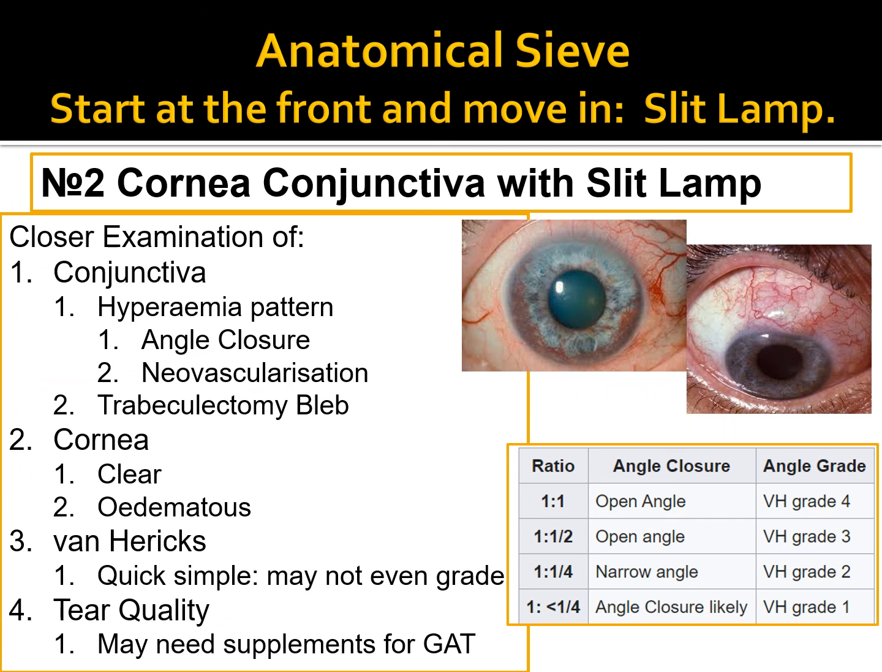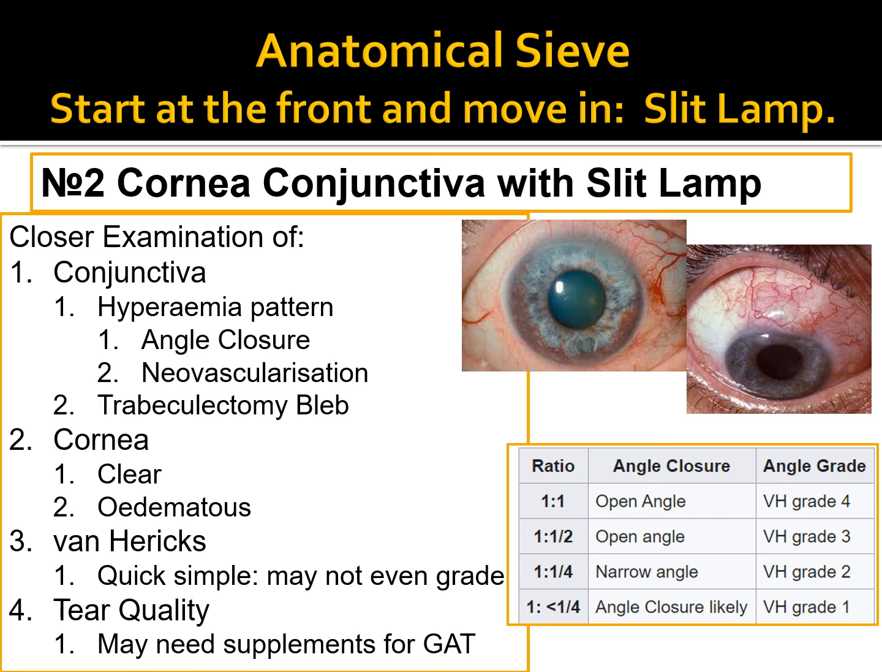Then we start moving in with the slit lamp. And we start at the front and move in. So again, we have a closer look at the conjunctiva, hyperemia, neovasc. Is there any signs of trabecular blebs? Is the cornea clear? Is it edematous? And we have a quick look at the Van Herrick's. Even if you don't grade it, often I'll just go in there and say, oh my goodness, it's huge. I'll just write down 4+.